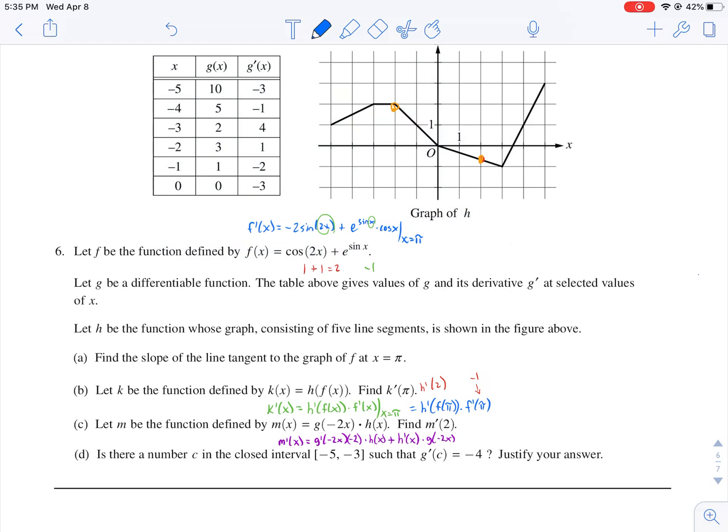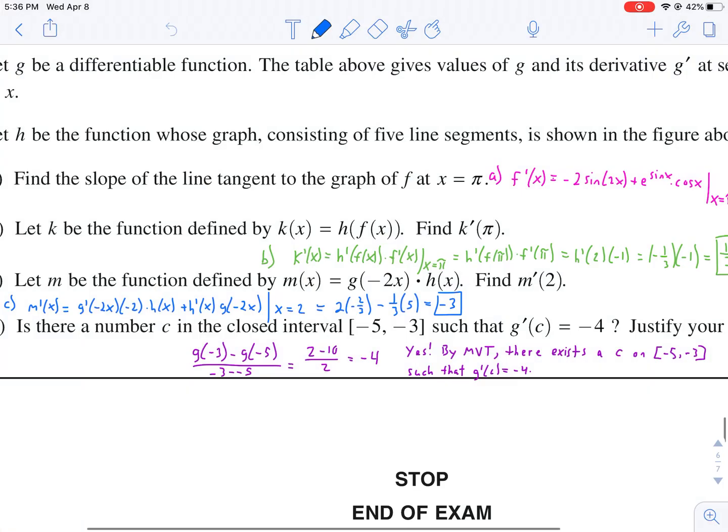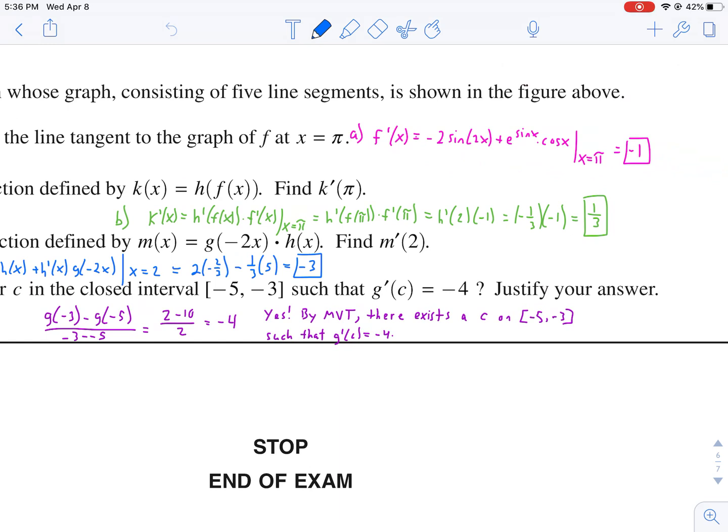So therefore, this is a mean value theorem question. Let's find the slope between these 2 points, negative 5, 10, and negative 3, 2. So you get 10 minus 2 over negative 5 minus negative 3, which is 8 over negative 2, which is negative 4. Okay? So we found the slope between 2 points to be negative 4. Therefore, the slope at a point must be negative 4. And you can look right here to see how I summarize that a little better and show my work very clearly. Make sure you're doing that.